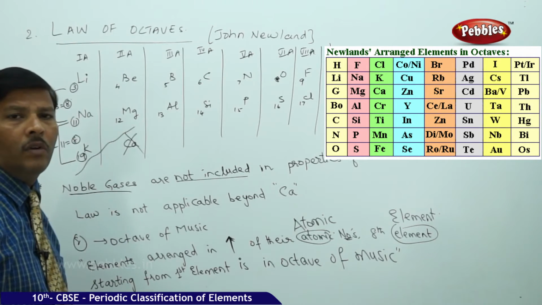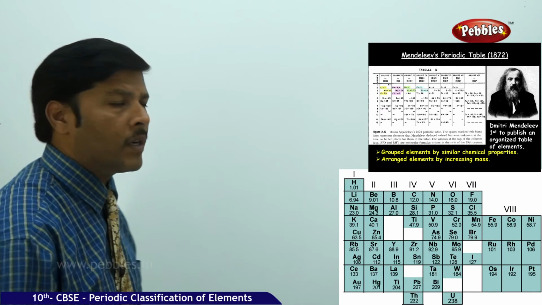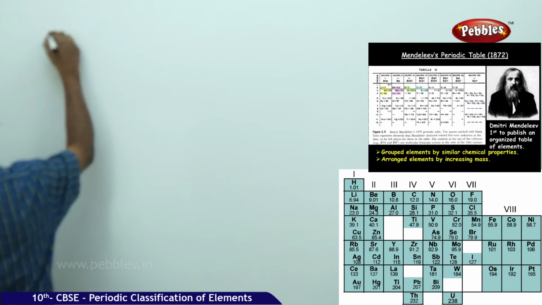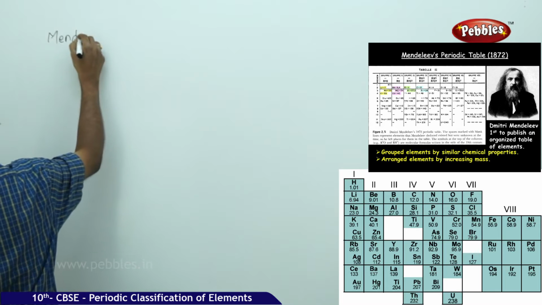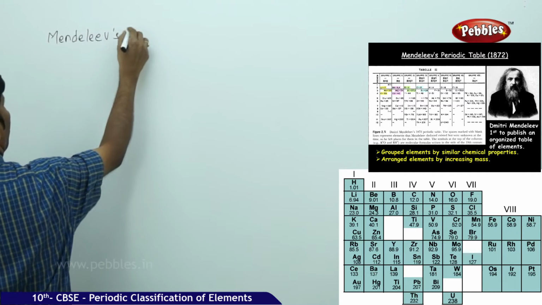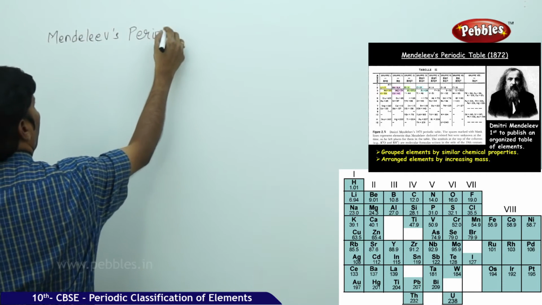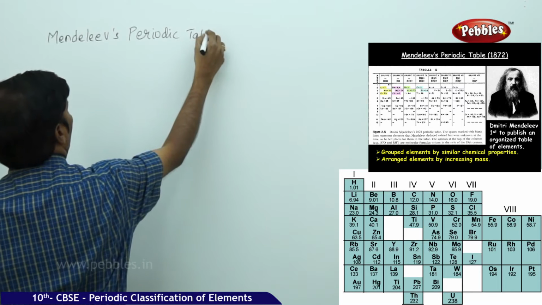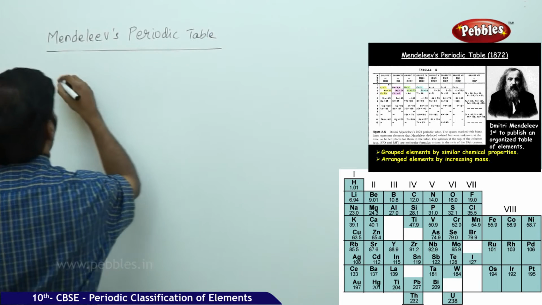So this is the law of octaves. So the next part of the discussion is Mendeleev's periodic table.